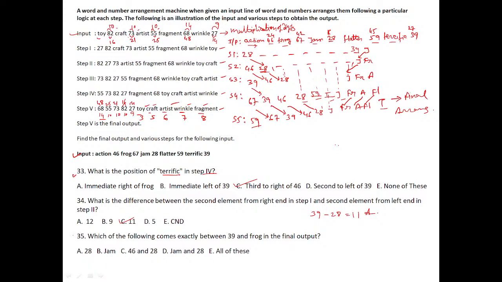Moving to the final question of this input output set. Which of the following comes exactly between 39 and frog in the final output? So this is the final output, step 5, right? So this is 39 here, and this is frog, and in between is 46, 28, J. So 28 is exactly in the midway of 39 and frog, right? So 28 is the answer here, question number 35. So all three questions we have solved here, right?